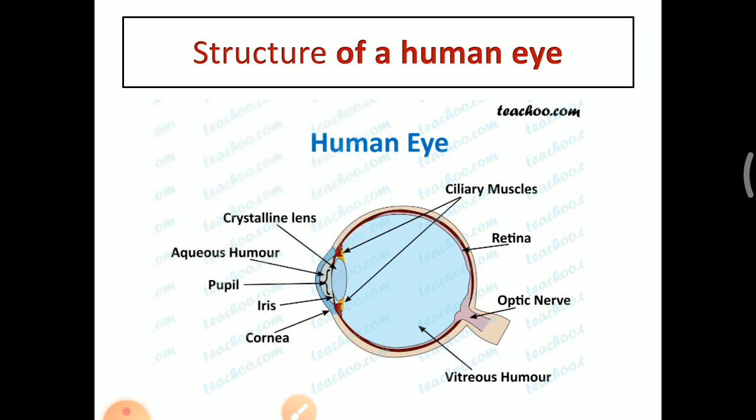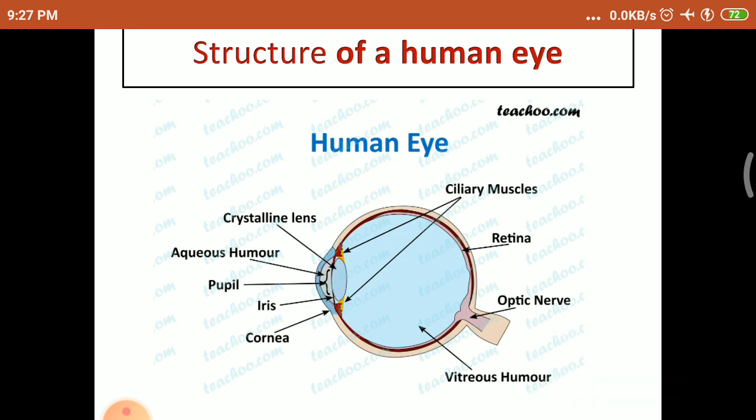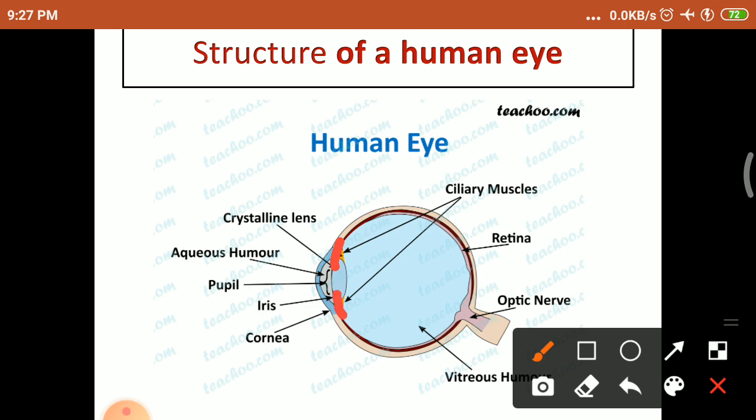Look at this image. This is the structure of the human eye. When you are drawing this diagram, you have to mark the parts correctly. First, you have to draw the cornea. This is the cornea. It is placed in front of the eye. It must be bulged. Next, you have to draw the iris. See here, this is a small line. This is called the iris. In between the iris, we have some gap that is called the pupil.